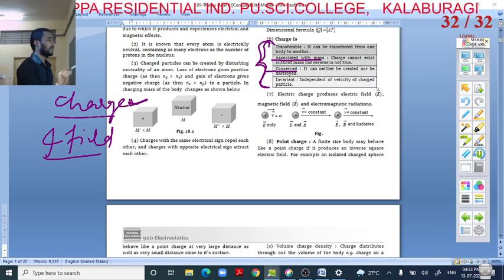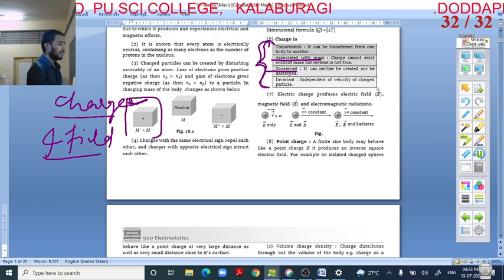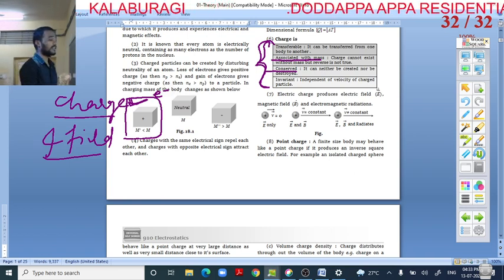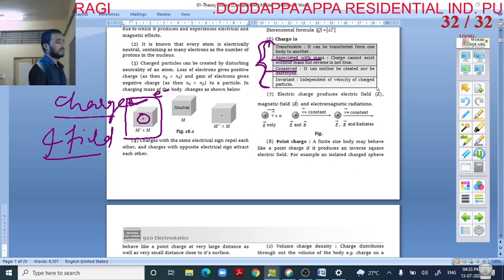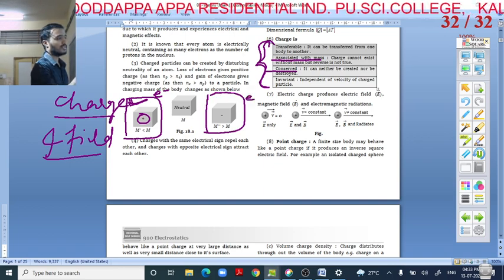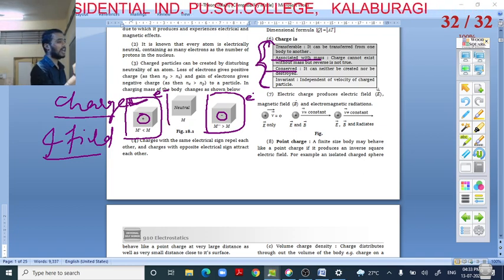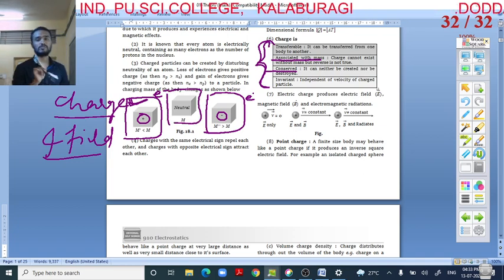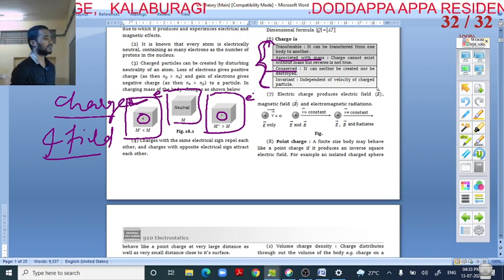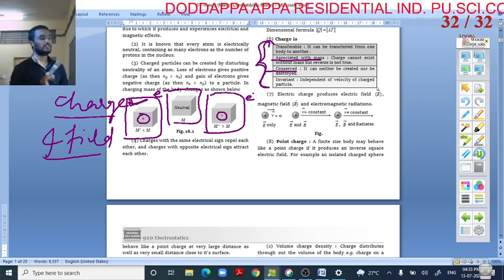If the body loses electrons, then the body becomes positively charged. If the body gains electrons, then it becomes negatively charged. If the body has an equal number of positive charges and negative charges, then it will be in an equilibrium state, or neutral, what we call. This is the basic idea of charge.